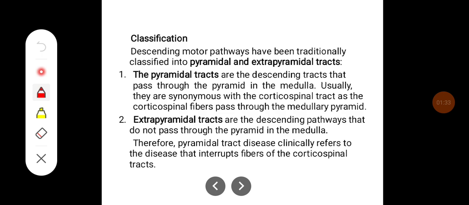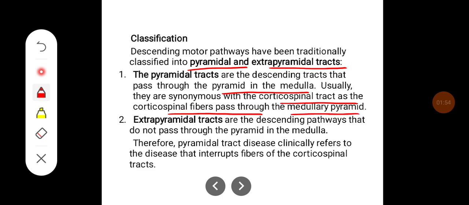Classification of these descending tracts. Descending motor pathways have been traditionally classified into pyramidal and extrapyramidal tracts. The pyramidal tracts are descending tracts that pass through the pyramid in the medulla. Usually, they are synonymous with the corticospinal tract, as corticospinal fibers pass through the medullary pyramid.